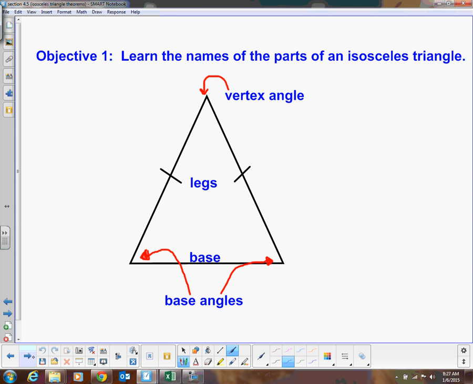All right, this is important. You must know the vocabulary of an isosceles triangle. Notice the 2 equal sides come up, and these 2 equal sides form the vertex angle. So how do you find a vertex angle? You find the 2 equal sides, and the angle formed by those intersecting sides is the vertex angle.